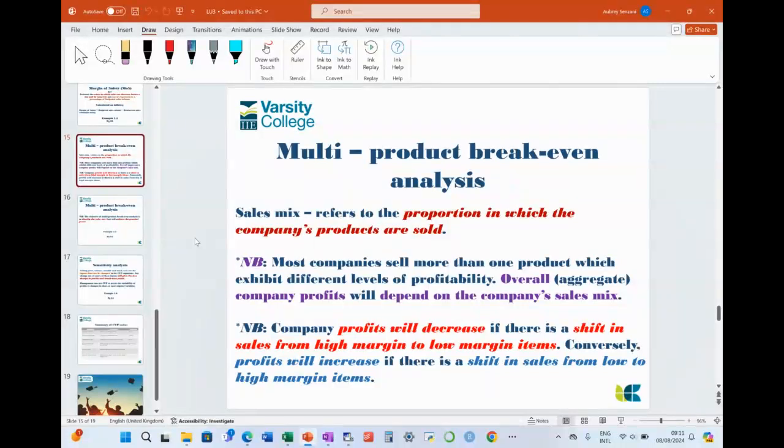Then it just goes on to say most companies sell more than one product which exhibit different levels of profitability. Because obviously there's different margins on the different products.